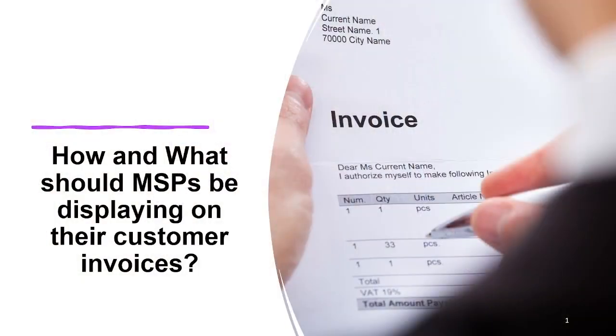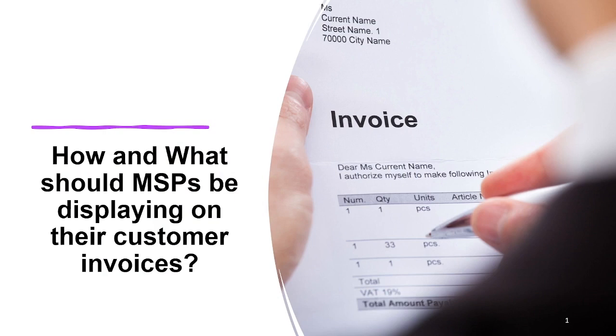Because he knows that as soon as that customer sees these 2 new line items on their invoice, they're going to start challenging him on the relevance and on the cost. Are these products actually needed? Because obviously they don't want to see their invoice go up. So it really came down to a conversation around how and what MSPs should be displaying on their invoices.